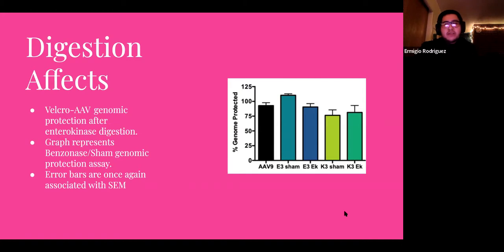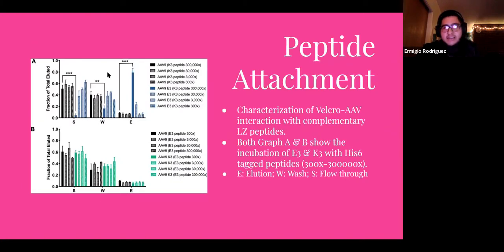The samples were roughly about 3 × 10⁹ VG, viral genomes. Those Velcro AAV were then diluted in 120 microliters of binding buffer with LZ peptides. That resulted in E3 being incubated with K3 His6 peptide and K3 being incubated with E3 His6 peptide. And as we could see in our graphs, a set of 4 solutions were collected with different concentrations of imidazole and tested with qPCR. Titers were normalized to the total amount of recovered viruses from load, wash, and elution.